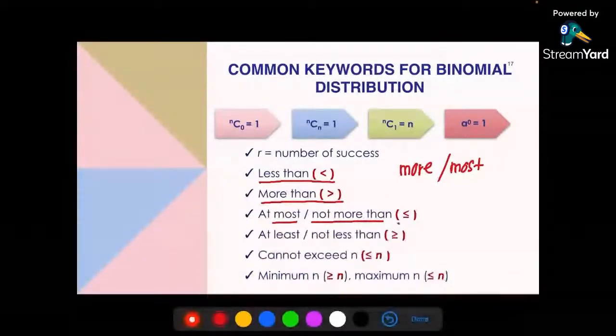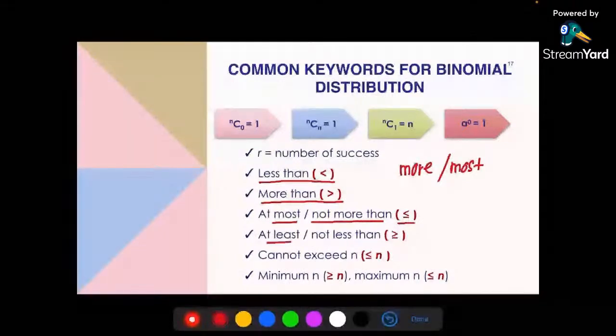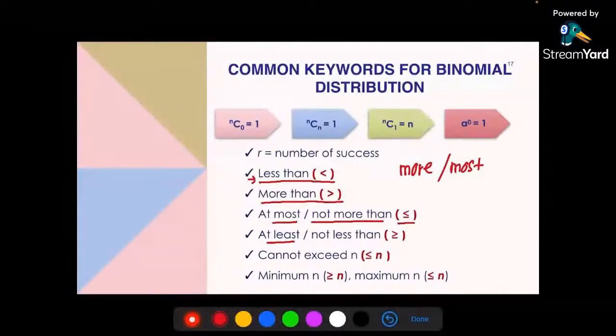At least tu sekurang-kurangnya. Lainkan least dengan less. Ni less. Direct. Tapi at least dia akan jadi sekurang-kurangnya. So dia akan jadi greater than or equals to. Cannot exceed lagi satu. Cannot exceed maksudnya tak boleh melebihi. So dia mesti less than N.